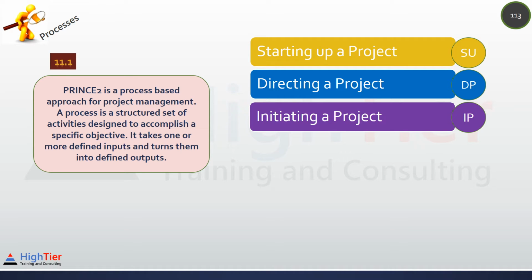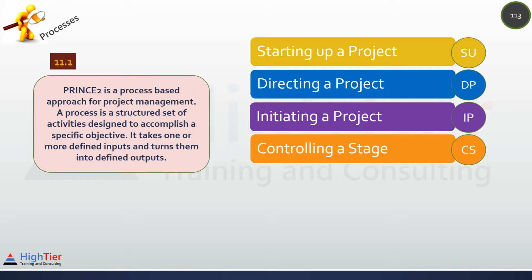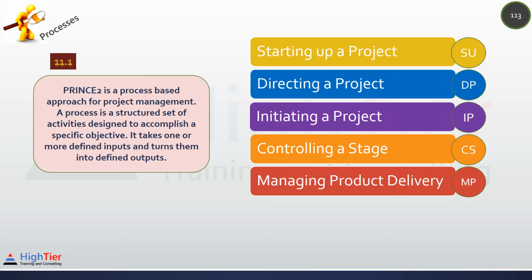Initiating a project process, IP. This process establishes a solid foundation for the project, enabling the organization to understand the work that needs to be done to deliver the project's products before committing to a significant spend. Controlling a stage process, CS. This process assigns work to be done, monitors such work, deals with issues, reports progress to the project board, and takes corrective actions to ensure that the stage remains within tolerance.